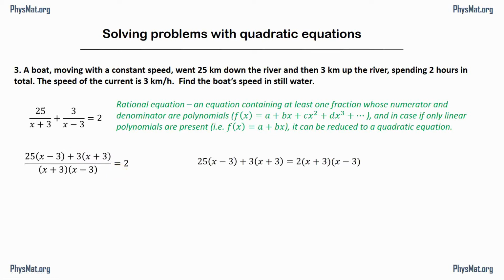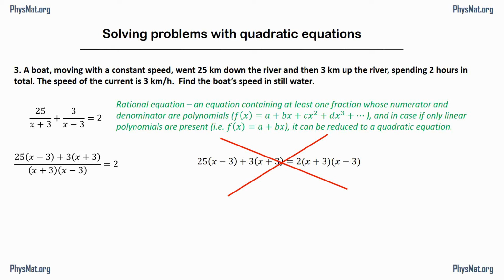So you might think that the next step would be just multiplying both parts of the equation by x plus 3 times x minus 3. And this way, after simplifying this and transferring all terms to the left side of the equation, we would get a proper quadratic equation. However, this is not correct, and that's an important feature about rational equations, because here you're losing a condition that your denominator can't be equal to 0. Which means that x cannot be equal to 3 and x cannot be equal to minus 3.